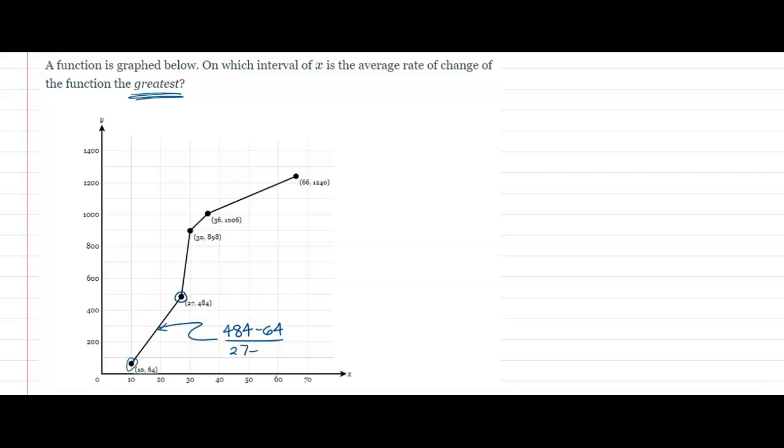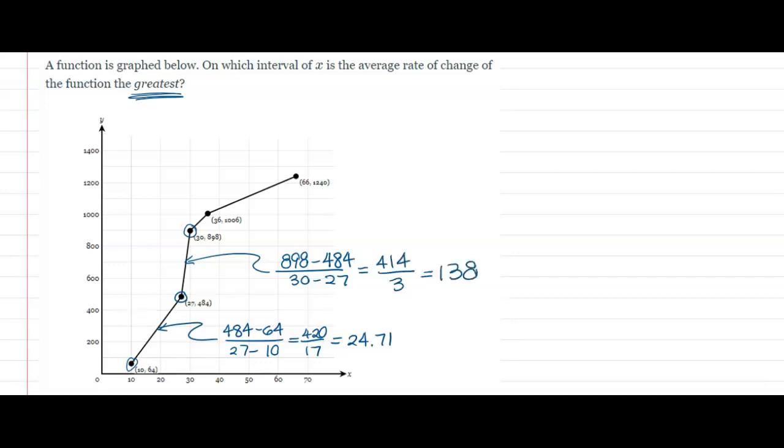From this point to this point, all we have to do is 484, take away 64, 27, take away 10, which would give me 420 over 17, 24.71. This next one right here, now we're going from this point to this point to figure out the slope of this segment. So 898, take away 484, 30, take away 27, simplifies to 414 over 3, which reduces to 138.